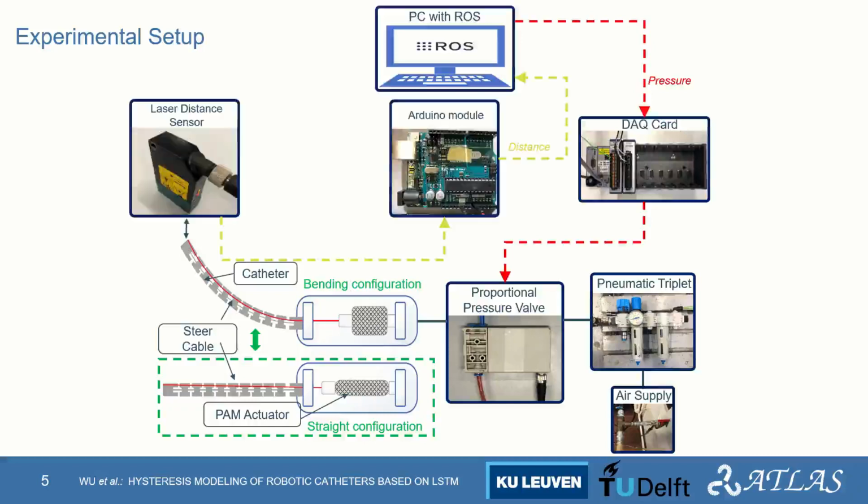A laser distance sensor was used to capture the motion of the catheter tip with a sampling frequency of 250 Hz. The data from the distance sensor is collected by an Arduino microcontroller, and then sent back to the PC via a robot operating system topic. The collected data can be converted to tip bending angle based on constant curvature model. A graphical user interface is created on ROS to facilitate the users to switch among different excitation signals.